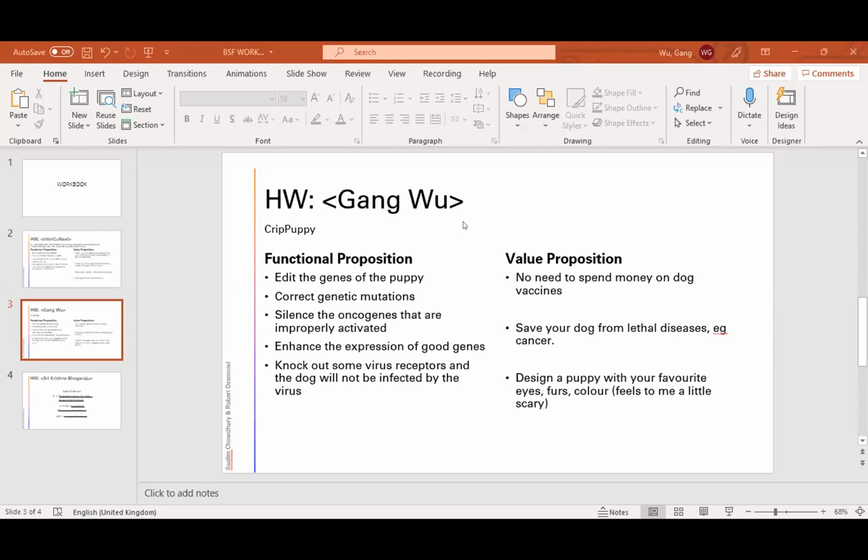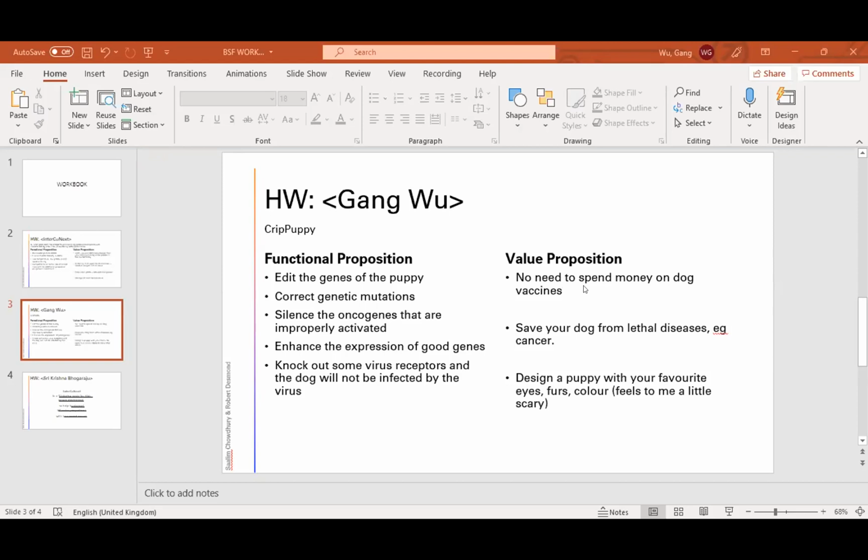I'm not an expert in this CRISPR area, I just heard about something. So I would say it's a company called CRISPR. Right? Nice. So the functional proposition, that's a little scientific. We can use this technique to edit the genes of the puppy. In that case, we can correct some genetic mutations, because some dogs are born with a disease that cannot be cured. And we can silence some oncogenes that are improperly activated, especially for cancer. In cancer, some genes get activated. We can also enhance the expression of some good genes that are not strongly expressed. And we can knock out some virus receptors so that the dogs will not be infected by virus.